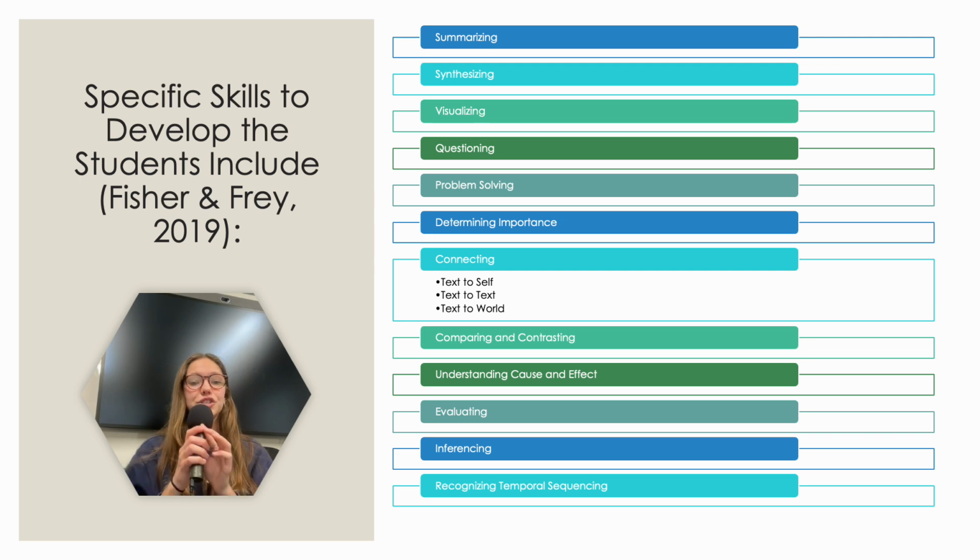And we do this by teaching them how to summarize, synthesize, visualize, question, problem solve, determine importance of the text. As I said before, connecting the text to self, text to text, and text to world. You see, we encourage comparing and contrasting of the text and understanding cause and effect, teaching the students how to evaluate and to infer, teaching them to recognize temporal sequencing, seeing the chronological order of things.